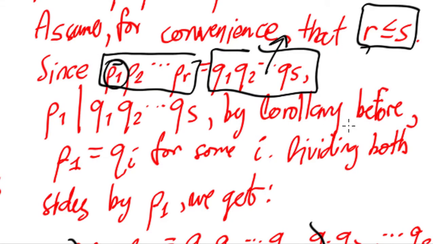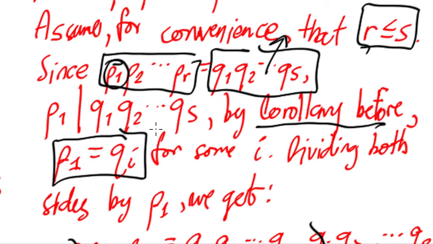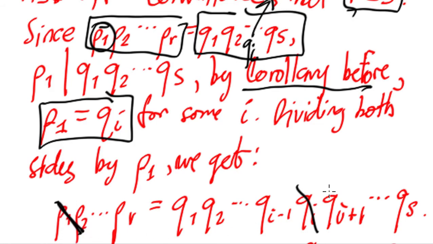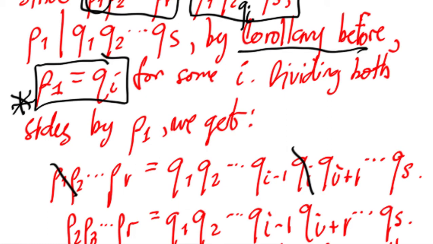Okay, so by the corollary before, after lemma 2, p sub 1 is equal to some certain q sub i, in such a way that you can cancel them. That's by the corollary before. Dividing both sides by p sub 1, what do we get? We cancel out the p sub 1 and the q sub i, since we know that they are equal. So continuing in this process, after this, we have divided by p sub 1 and gotten rid of the q sub i.